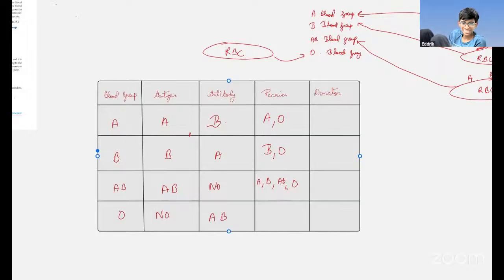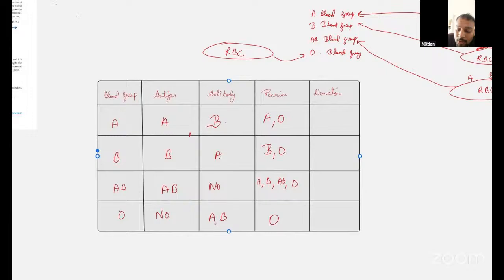And if a person has O blood group, from whom can he receive? Only O. Why? Not from A, not from B, not from AB. Because A and B both antibodies are there. That's the reason.